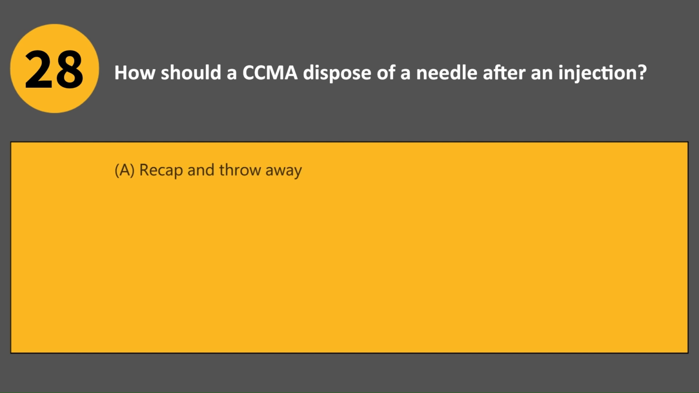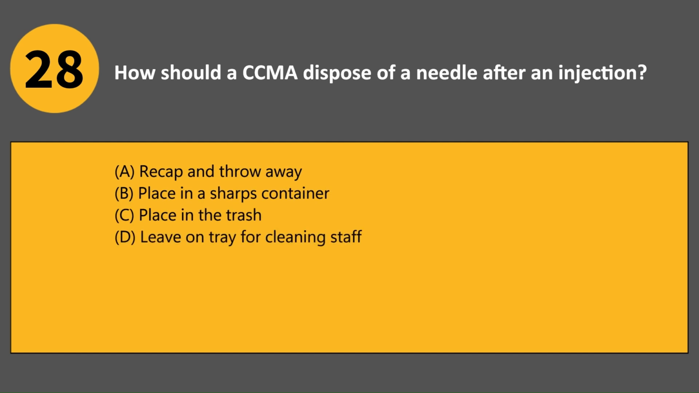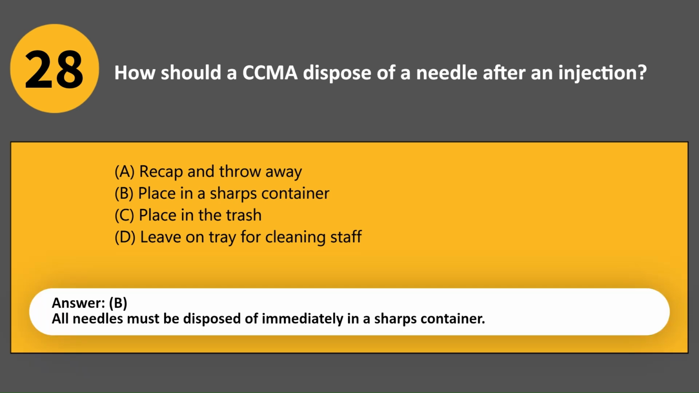How should a CCMA dispose of a needle after an injection? A. Recap and throw away. B. Place in a sharps container. C. Place in the trash. D. Leave on tray for cleaning staff. Answer, B. All needles must be disposed of immediately in a sharps container.